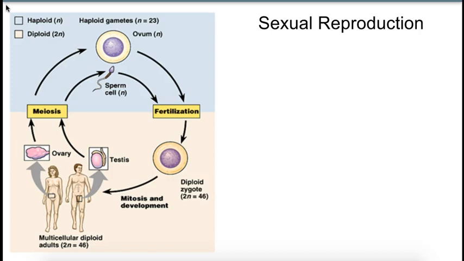That single cell will then divide by mitosis, and development will occur, and eventually we will have the birth of a small human child that has gone through the process of sexual reproduction.